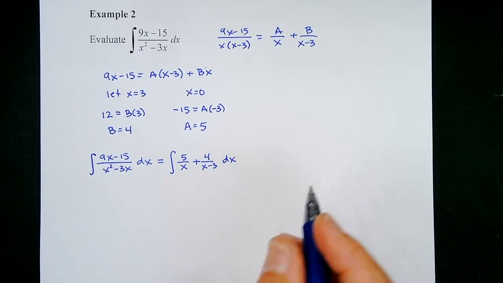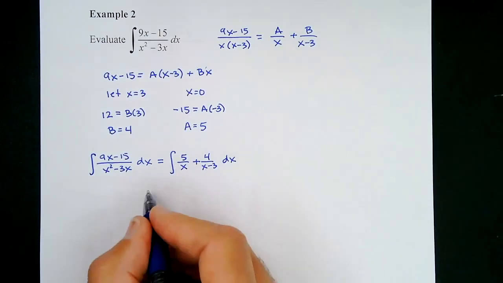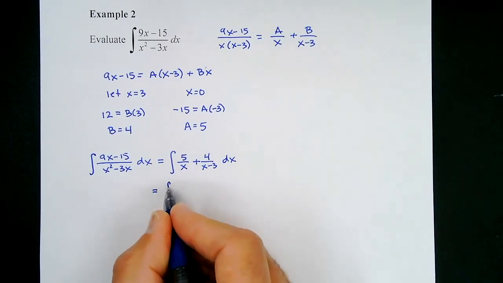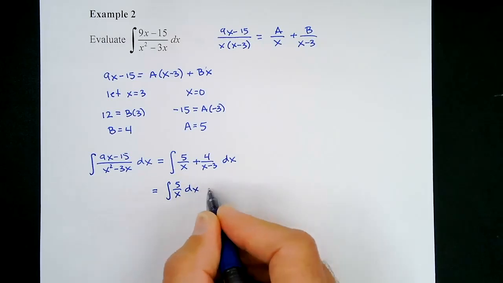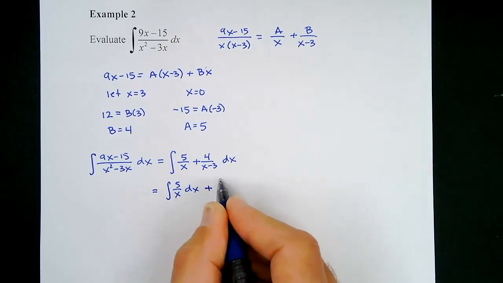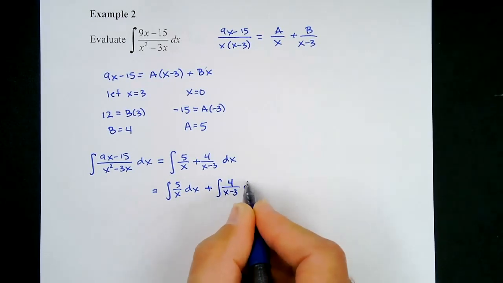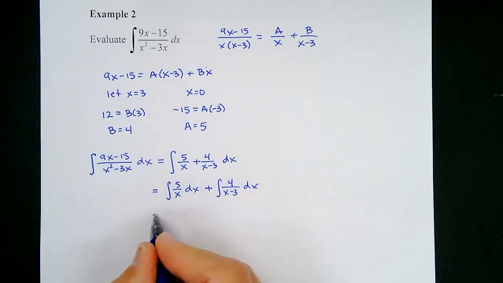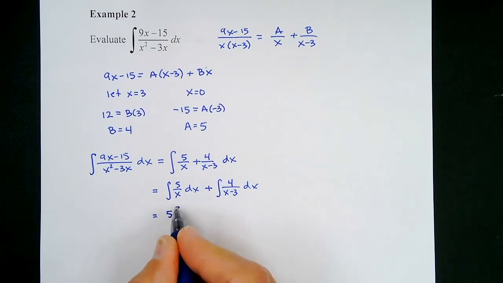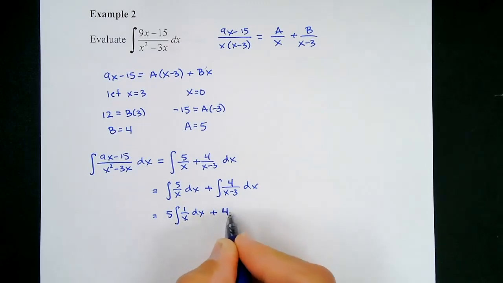Okay, so how are we going to integrate this? Well, there's a sum here, right? So we can integrate each one individually. So that means this is equivalent to the integral of 5 over x dx, and then plus the integral of 4 over x minus 3 dx. Okay, we can bring the 5 out because it's a constant, and we have 5 times the integral of 1 over x dx plus, we bring the 4 out on this one.